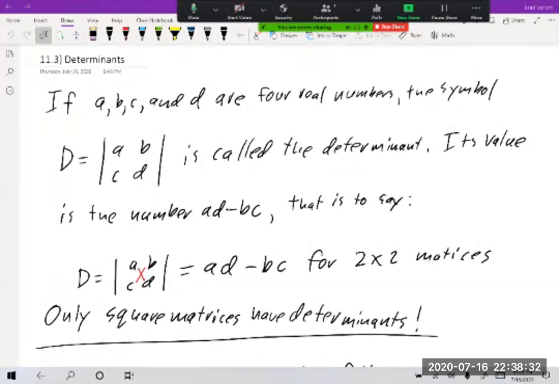So for 11.3, we're going to talk about determinants. Determinants are basically a number that is associated with a matrix, a value that is associated with these matrices.